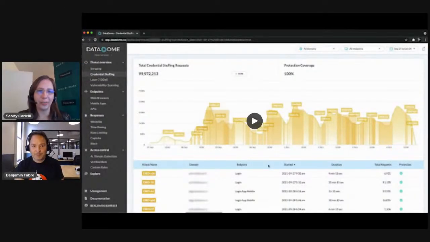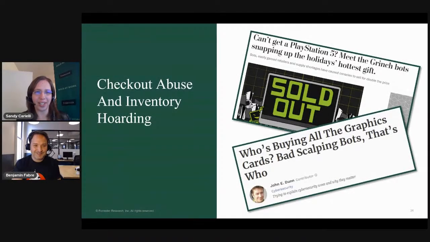Yeah, and it's weird to say that this is one of my favorite bot attacks because, how can I have a favorite attack? But inventory hoarding, I enjoy talking about because it resonates with everyone. It resonates with consumers who are trying to get their hands on something online and don't even realize that bots are the reason that they're not able to get what they want.